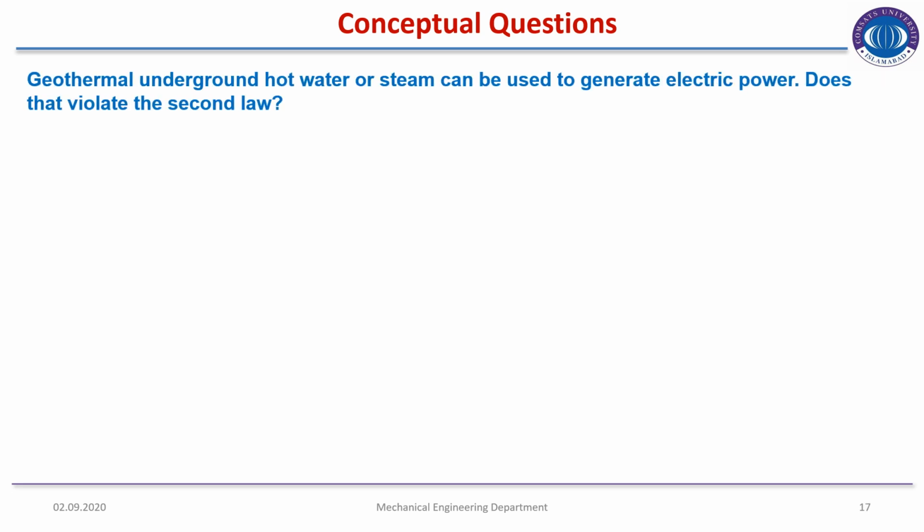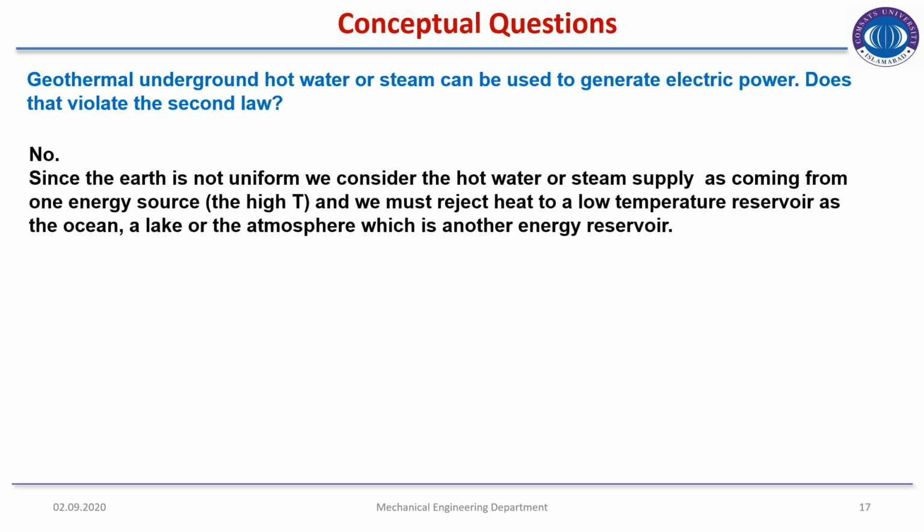Conceptual question. Geothermal underground hot water or steam can be used to generate electric power. Does that violate the second law? The answer is no. Since the earth is not uniform, we consider the hot water or steam supply as coming from one energy source. The source will have a high temperature, and we must reject heat to a low temperature reservoir such as the ocean, a lake, or the atmosphere, which is another energy reservoir.